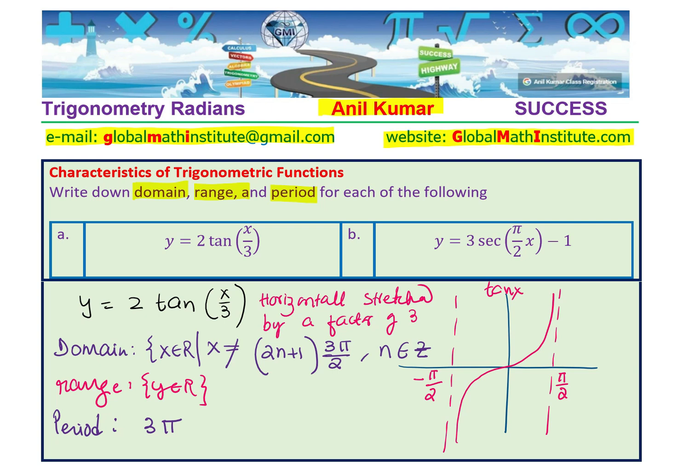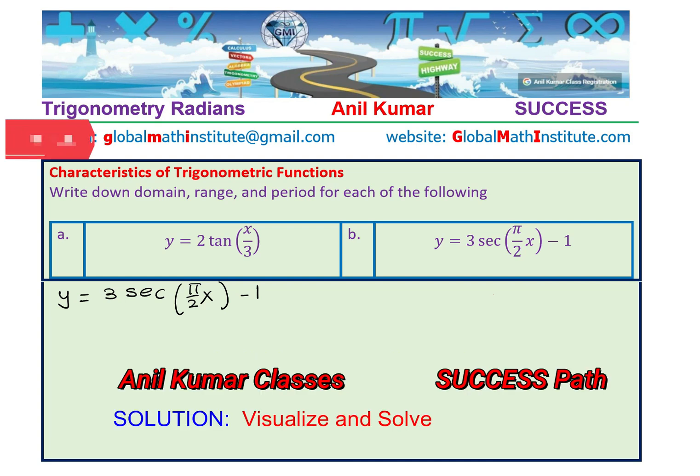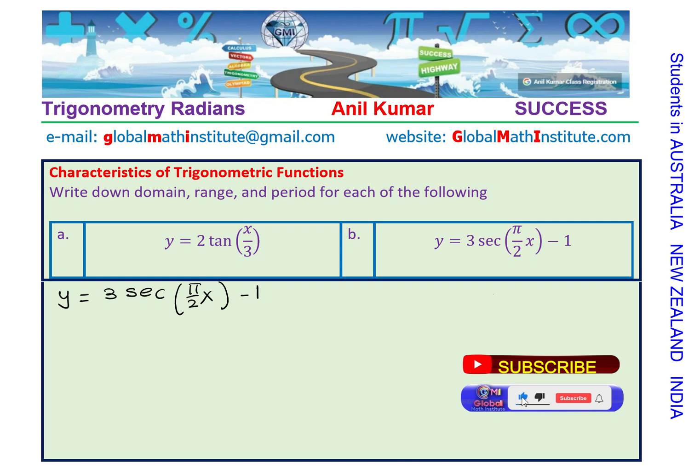Now let's look into part B. We're given the function y equals 3 secant pi by 2 x minus 1. As far as domain is concerned, there are restrictions on the vertical asymptotes, correct? Now, let's figure out what is the period of this function and what could be the restrictions on the domain of this function.